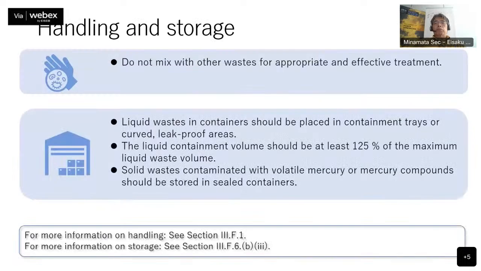Waste contaminated with mercury or mercury compounds should not be mixed with other waste for appropriate and effective treatment. Additional guidance on storage of liquid waste includes that containers should be placed in containment trays or curbed leak-proof areas, and that the liquid containment volume should be at least 125% of the maximum liquid waste volume. Additional guidance on solid waste includes that if the waste is contaminated with volatile mercury or mercury compounds, it should be stored in sealed containers.